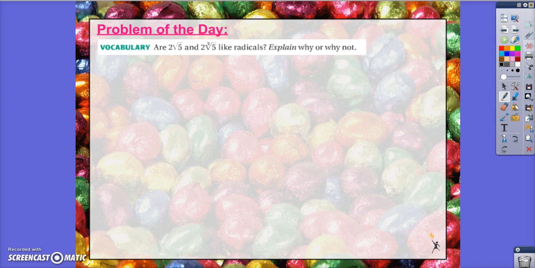All right, so today we continue on with lesson 6.2. Take a look at the problem of the day. You might want to pause the video and solve it. It's important because it leads us into what we're doing today with adding and subtracting radicals.